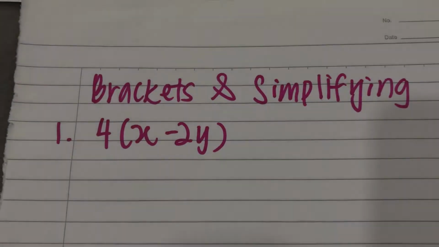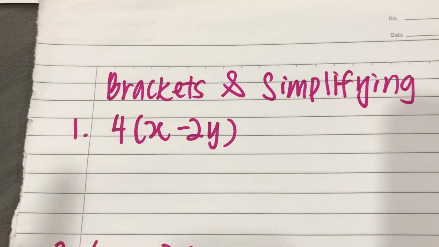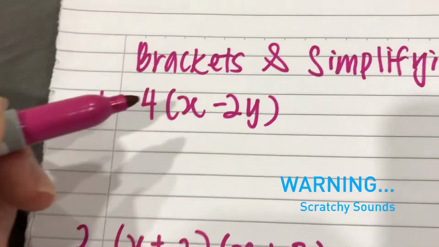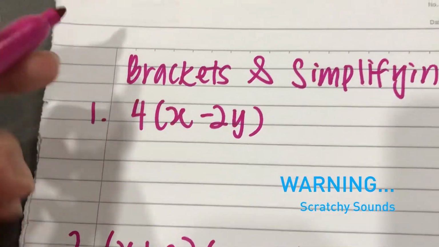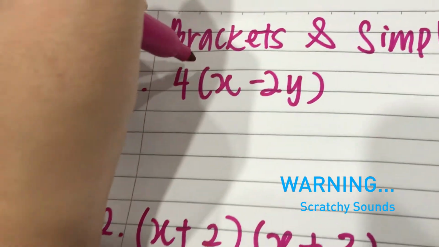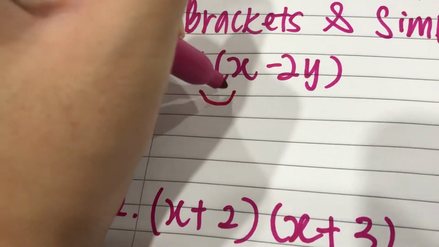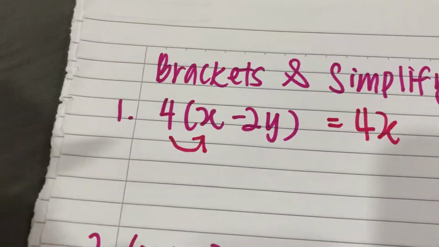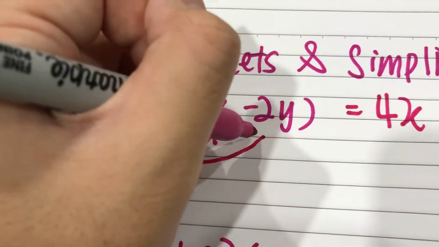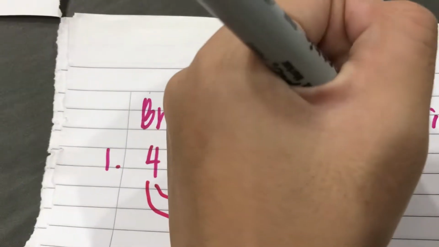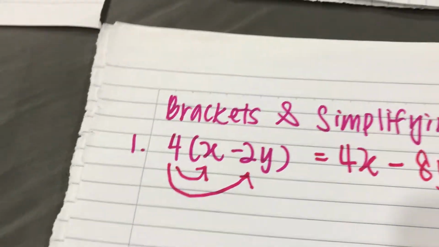Next is bracket and simplifying. So this is the bracket. If you see a question like this, you have to start with 4 times x. So 4 times x, 4x. And then 4 has to times -2y. So positive and negative, right? So you get negative. 4 times 2, -8y.